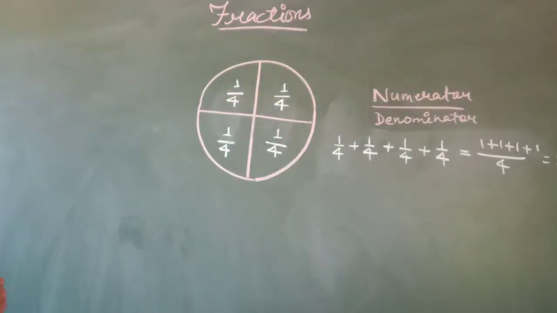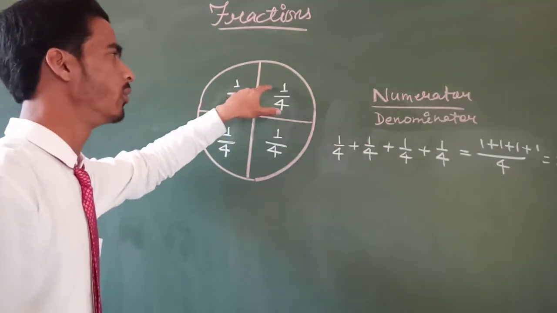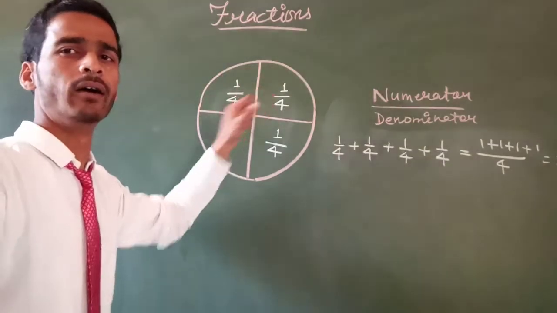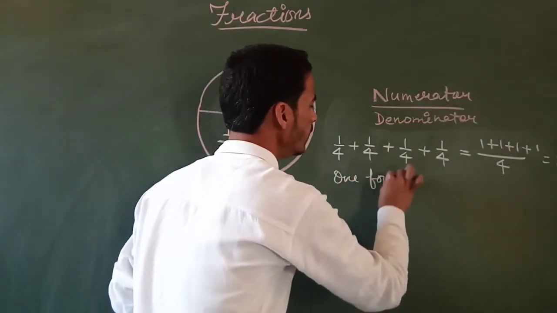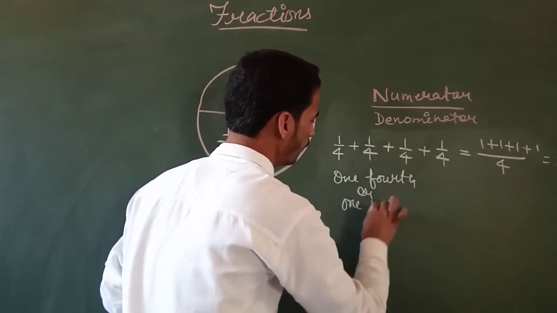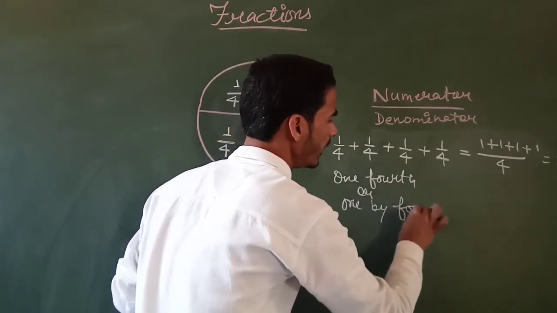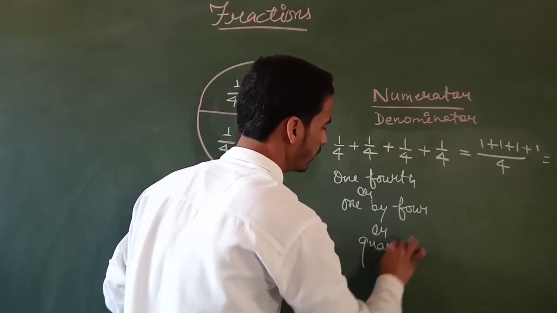So what do we call it? We call it 1/4, or 1 by 4, or a quarter. We can say quarter also.